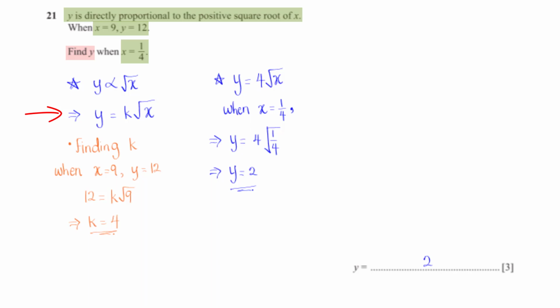So to find the value of k, we will put in the values of x and y that have been given in the question. So when x equals 9, y is equal to 12. When we put this into the equation, we get the value of k as 4. So now that we know the value of k, we have y is equal to 4 times the square root of x. So when the value of x is equal to 1 over 4, the value of y becomes 4 times the square root of 1 over 4. And when we type this into the calculator, y equals 2.